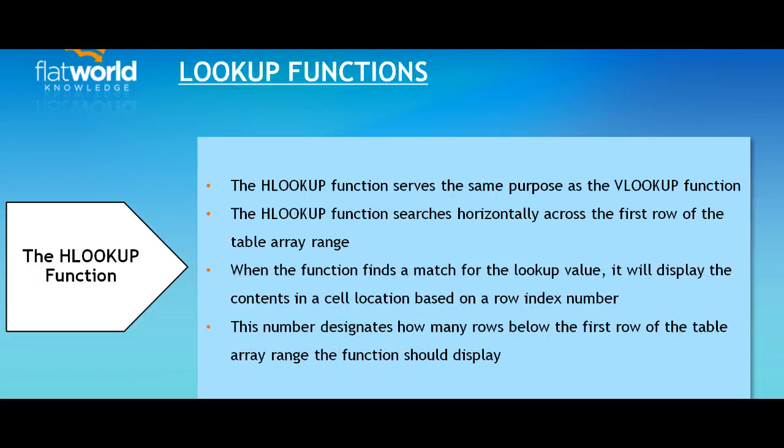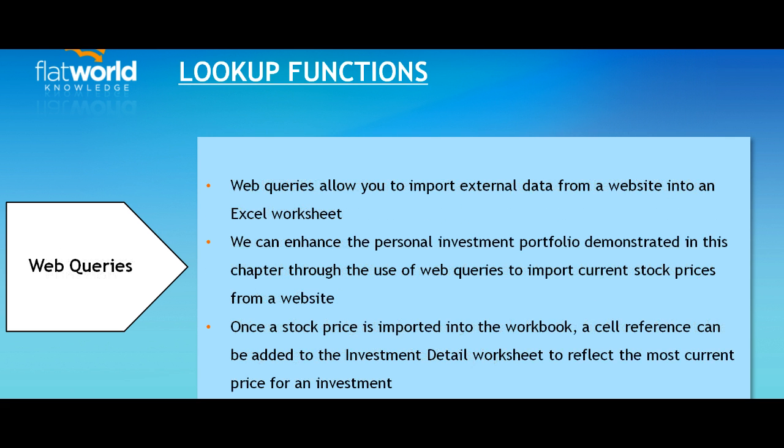HLOOKUP is another function that's very similar to the VLOOKUP. I would say it looks horizontally, to an array of information on a table. It looks to find a match, a lookup value that it's going to display in an area where you tell it. And it tells you how many rows below the first row of the table that the function should display. So there's a distinction between the VLOOKUP and the HLOOKUP.